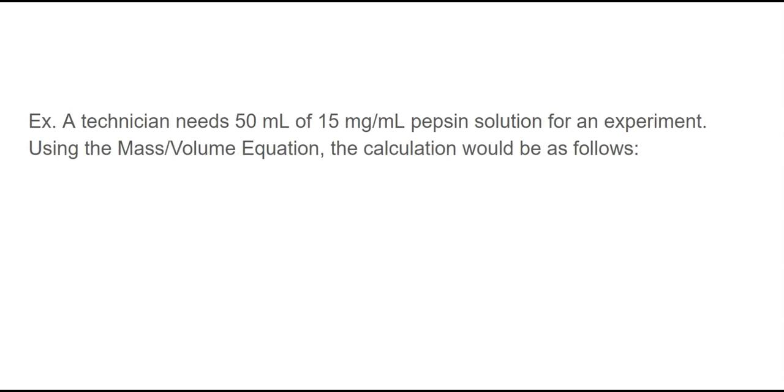A technician needs 50 milliliters of a 15 milligram per milliliter pepsin solution for an experiment. So now let's see how we can actually make that. We need 50 milliliters of a 15 milligram per milliliter solution of pepsin, right? And really what we want to know is how many milligrams of pepsin do I need to measure out?